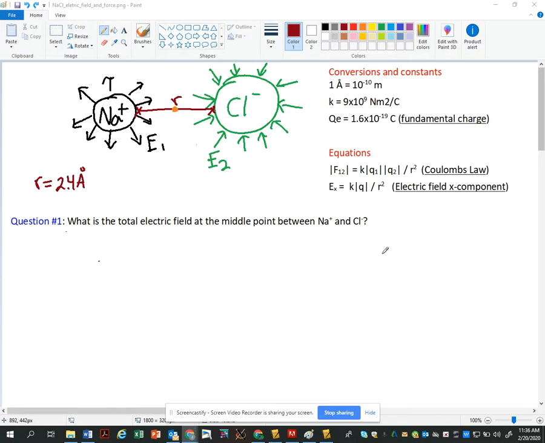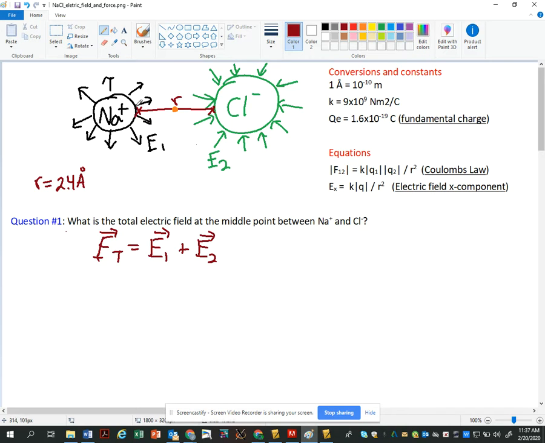Here we have two charges, sodium positive and Cl negative, and the question is what's the total electric field at the middle point between sodium positive and chlorine negative? Well, electric field is defined by the equation, which I'm writing here, and we can calculate the total electric field, which will be E total, a vector, the sum of the electric field coming from sodium, which I'm going to call E1, plus the electric field coming from chlorine minus. So remember, these are vectors, they have directions.